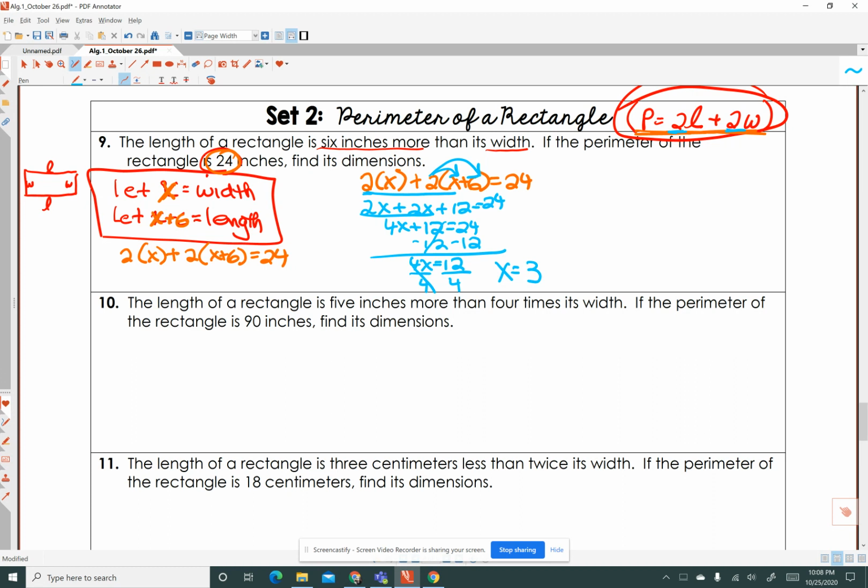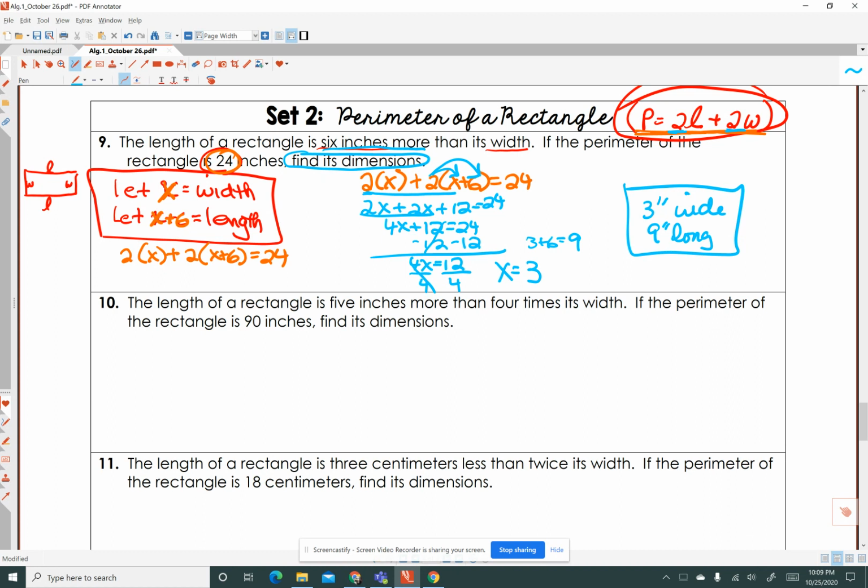So let's go back to the question. Find the dimensions. So that would be length times width. So 3 inches wide by, remember, 6 inches more. So 3 plus 6 equals 9. So 9 inches long, or length.